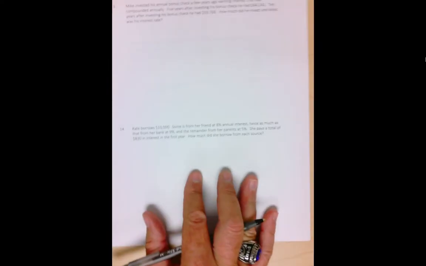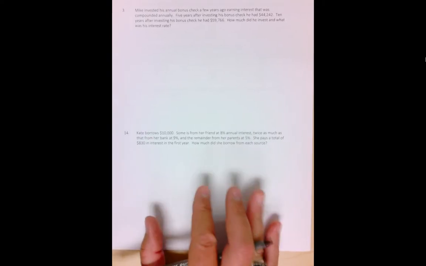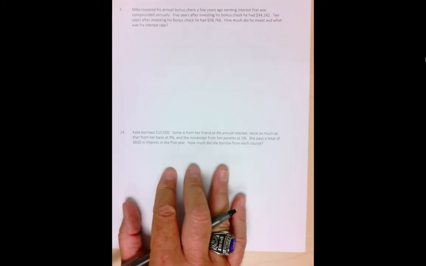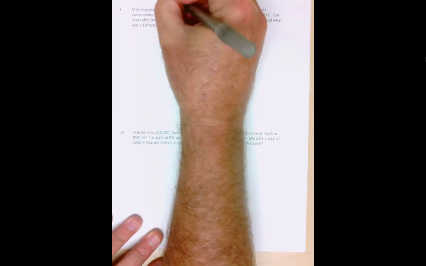Problem 3. Mike invested his annual bonus check a few years ago, earning interest that was compounded annually. So guys, compounded annually, what do we think? n is equal to 1. 5 years after investing his bonus check, he had $44,242. 10 years after investing his bonus check, he had $59,766. How much did he invest, and what was his interest rate?